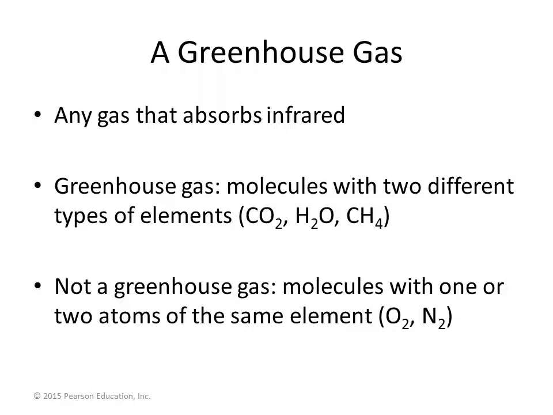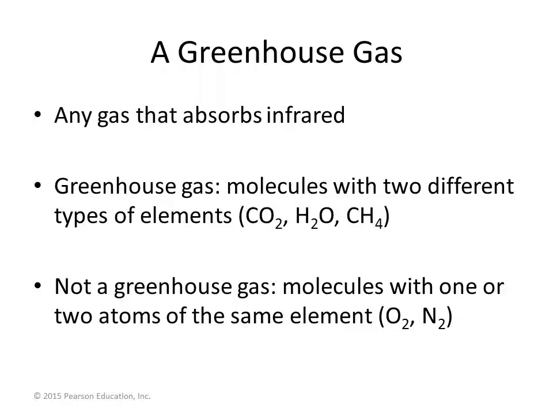So what's a greenhouse gas? Well, it's any gas that absorbs infrared energy. And a good rule to remember is that greenhouse gases are molecules of two different types of elements. So for example, carbon dioxide, water, methane. Those are the three examples the book gives. Those are greenhouse gases because being composed of two different elements, they will absorb energy.